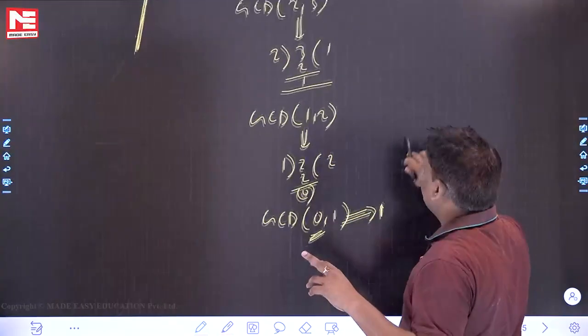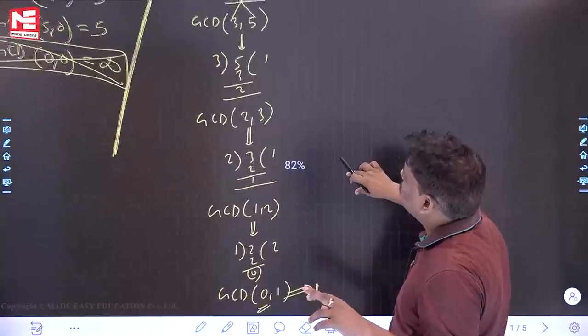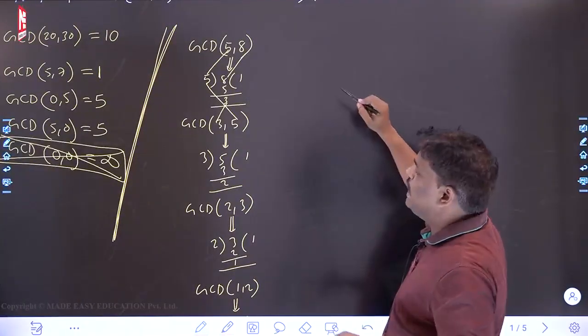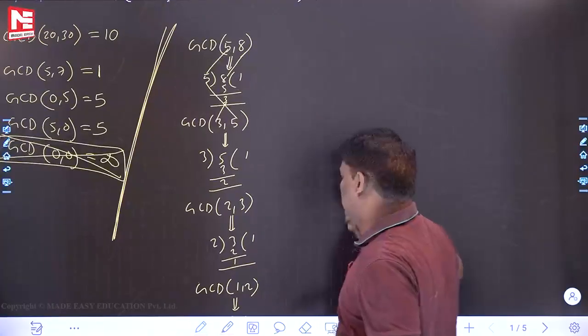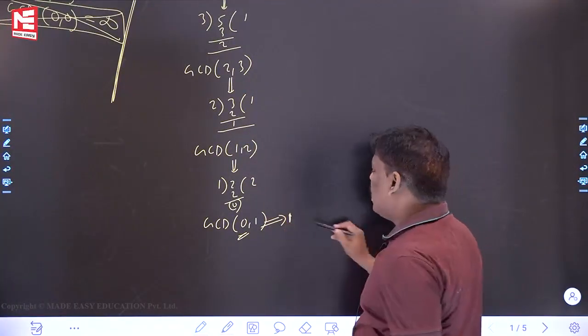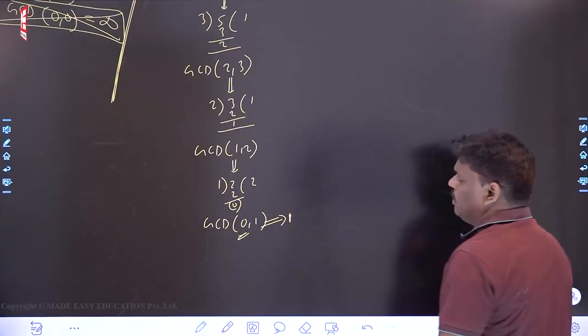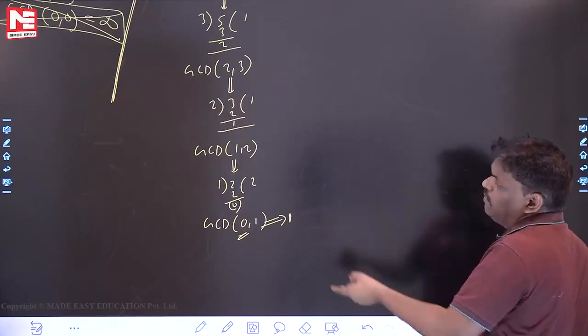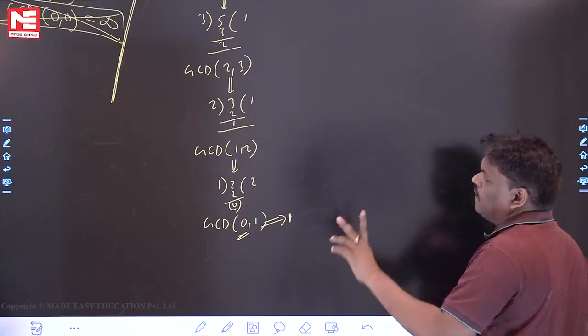If you want, you can check for these two numbers, GCD of 5, 8. The greatest number which can divide both is 1. This is the answer. Continue the same procedure until 1 comes. Repetitive division: always divide with the remainder, and so on.